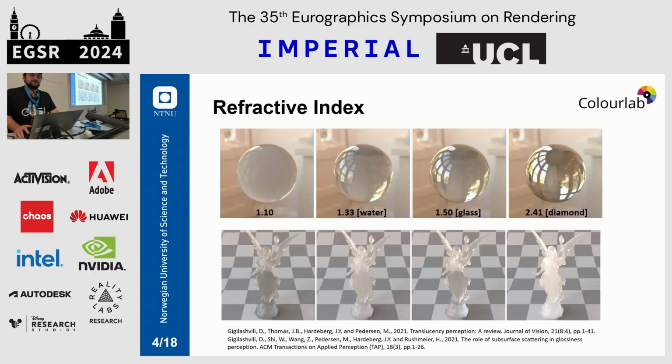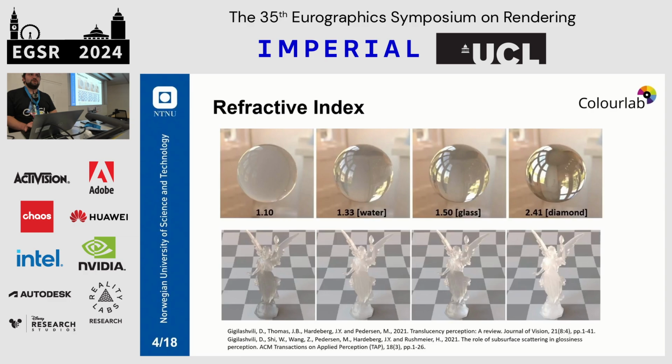So to get back to the refractive index, as you can see here, we fix the outer medium, in this case vacuum, fixing N1 to 1, and vary the refractive index of the object's material itself. So we have 1.1, then 1.33, which is approximately that of water, 1.5, and 2.41 for the diamond. As you see, it appears more and more glossy, and this one looks the glossiest among those four, and it almost looks like a mirror.